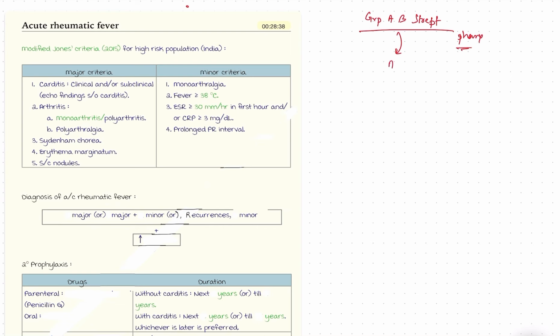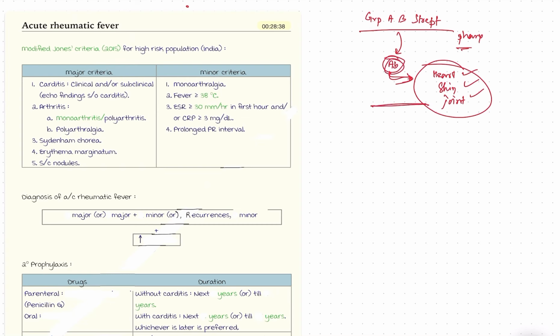Here the patient developed antibodies following the infection, and these antibodies are going to cross-react with host tissues like heart, skin, joint, etc. Why are they cross-reacting? Because some tissue antigens are resembling the group A beta hemolytic streptococci, so the antibodies cross-react with these host tissues and develop the symptoms.